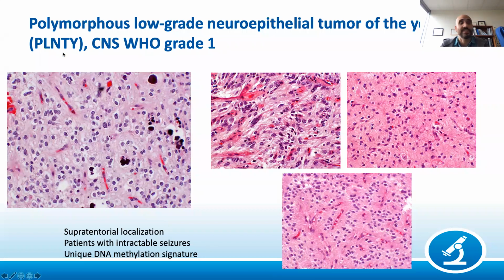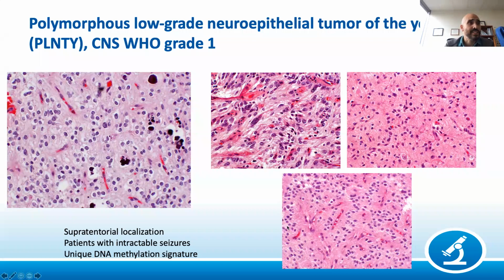If you don't want to say all that, you can just say PLNTY or plenty. So this actually has variable histopathology. It can be prominently oligodendroglial, as you see here with the characteristic perinuclear halos, microcalcifications, chicken wire vasculature. However, there can be areas that are much more astrocytic in their morphology and even fusiform and spindled cell in their arrangement.